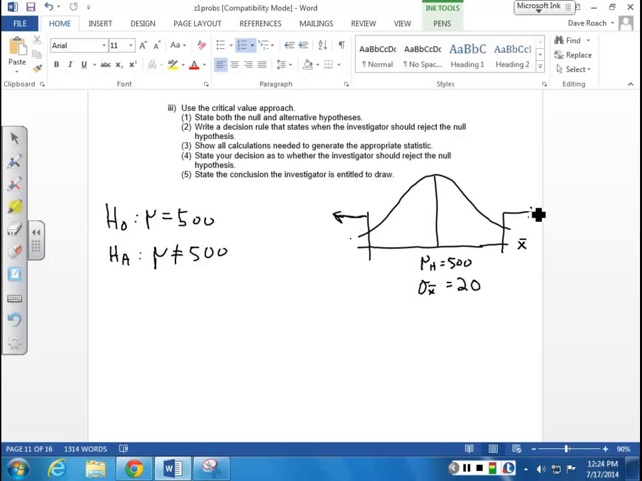So when we do our decision rule, it's going to be reject H0 if z-test is greater than some value or less than minus that same value. And for a two-tailed test for the z-test, that value is 1.96. So in other words, about 2. If we get more than about 2 standard errors on either side, we will reject the null hypothesis.